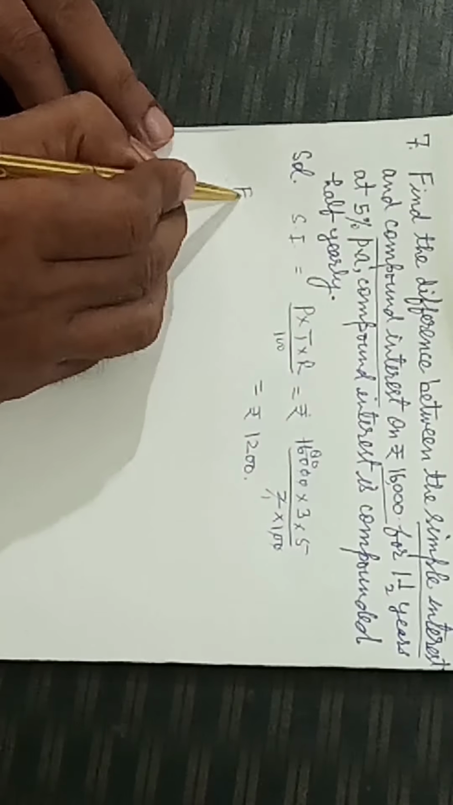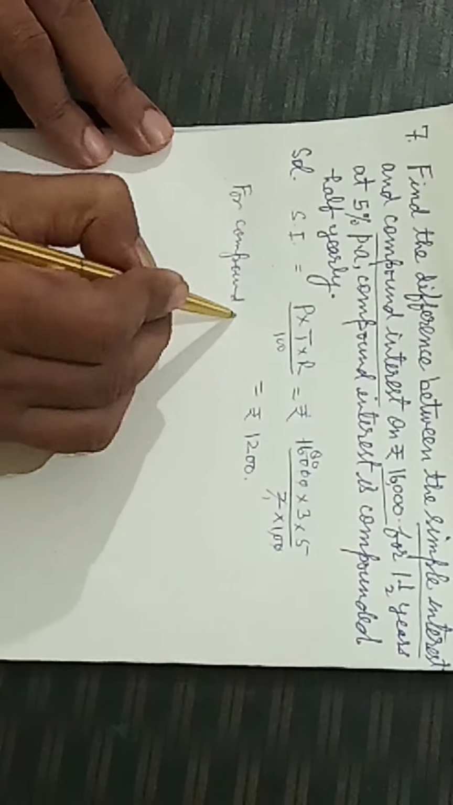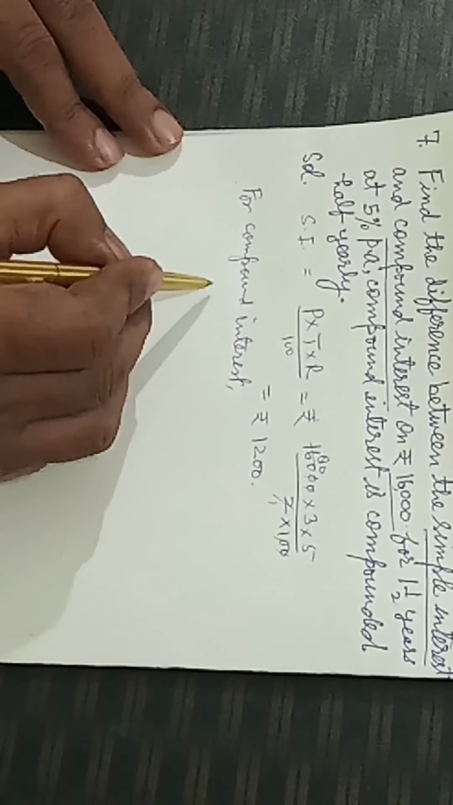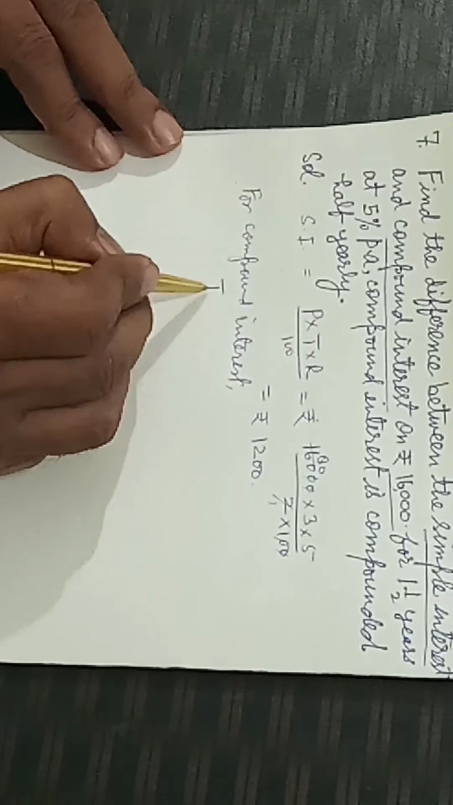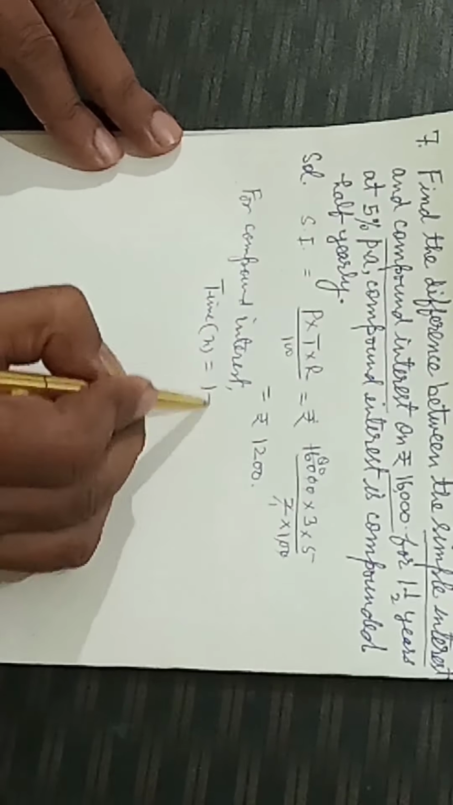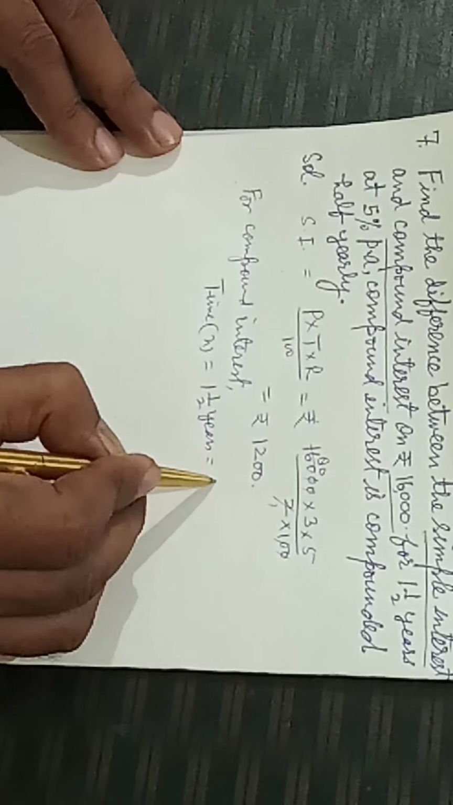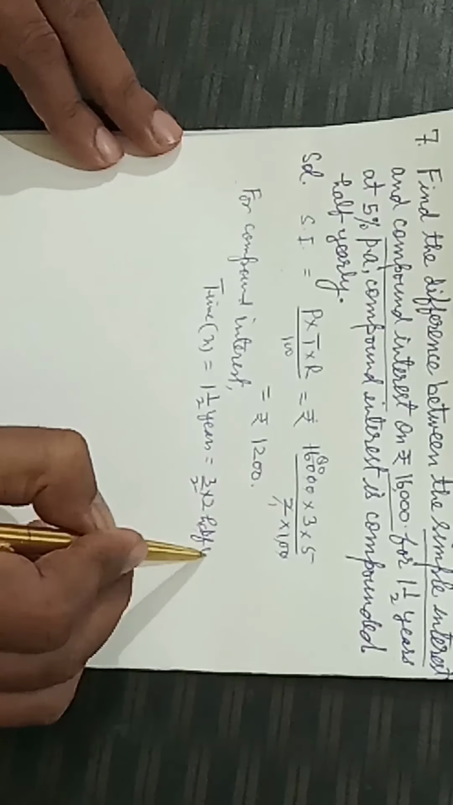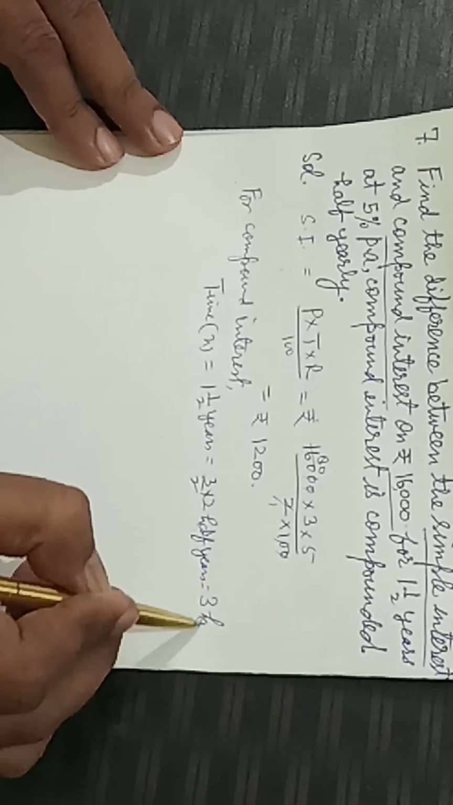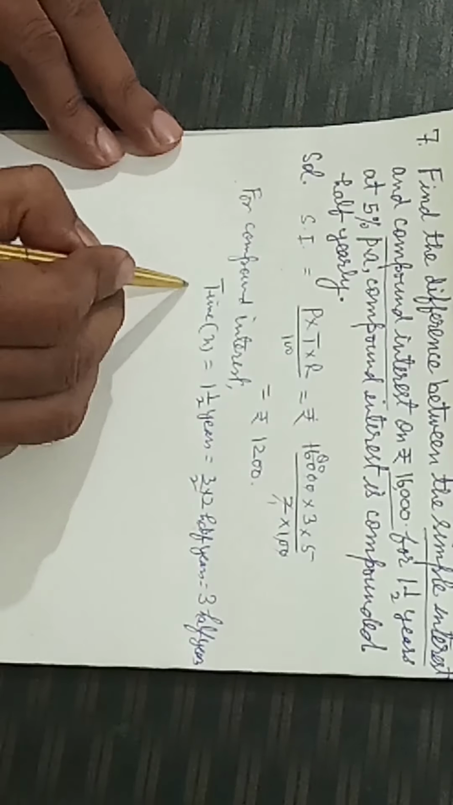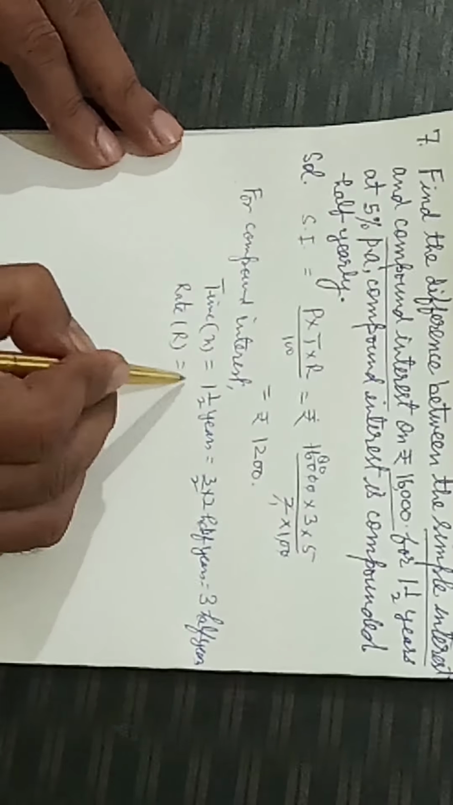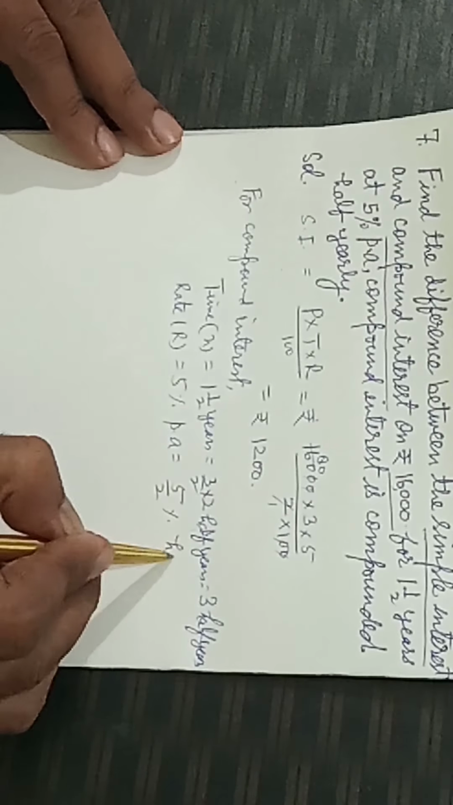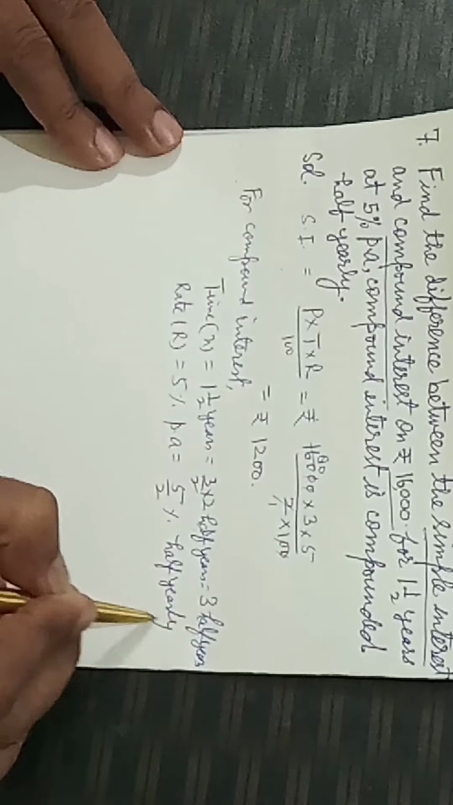Compound interest. For compound interest, since this is compounded half yearly, time will be 1.5 years, that is 3 by 2 into 2 half years, mean 3 half years, and rate is 5% per annum. This will be 5 upon 2% half yearly.